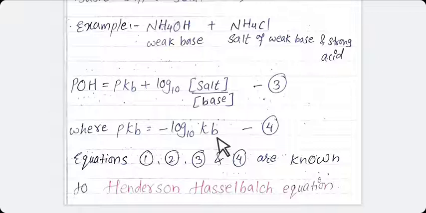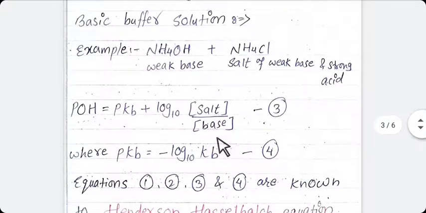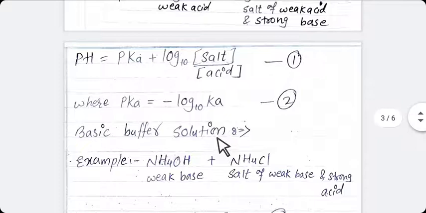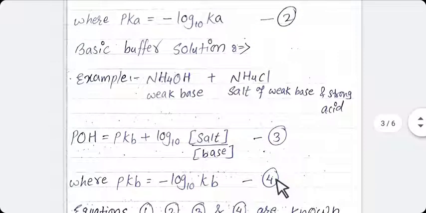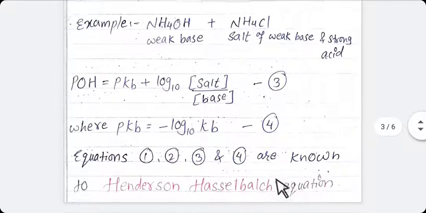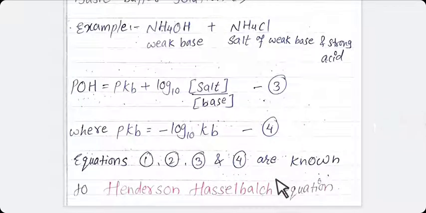So in this topic we are having 4 equations, 1, 2, 3, 4. These 4 equations are known as Henderson-Hasselbalch equations.